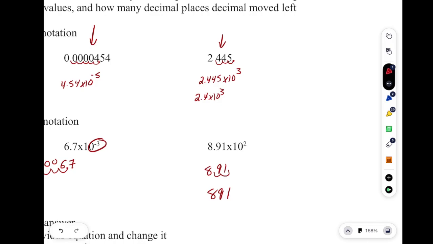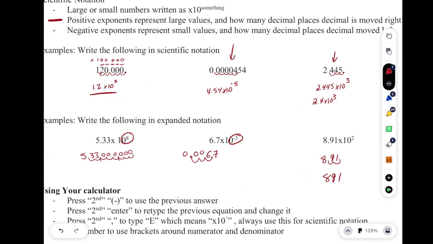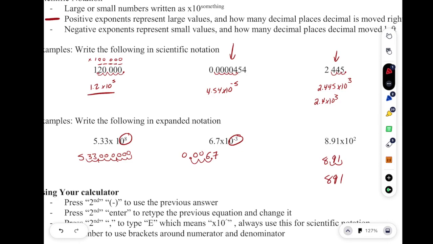Just 891. So hopefully that's familiar. Probably the most that we're going to be using scientific notation is entering in your calculator.